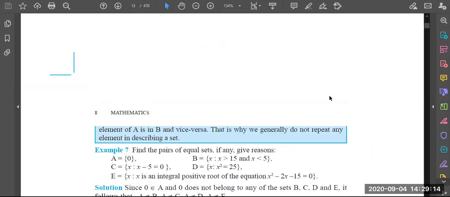So try solving question number 7. Try solving question number 7. After 2 questions, we will play Kahoot. And I'll be uploading this PDF on Google Classroom, so you can just go through 7.1 and 7.2.